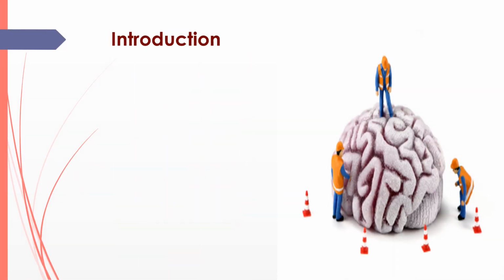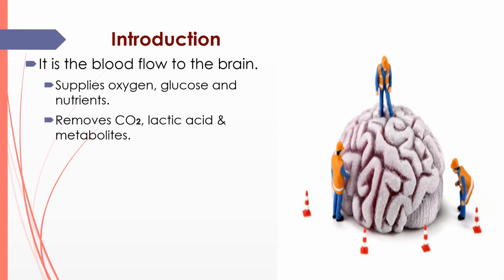Introduction. Cerebral circulation is the blood flow to the brain. The blood flow supplies oxygen and nutrients like glucose, and it removes carbon dioxide and other metabolites like lactic acid.